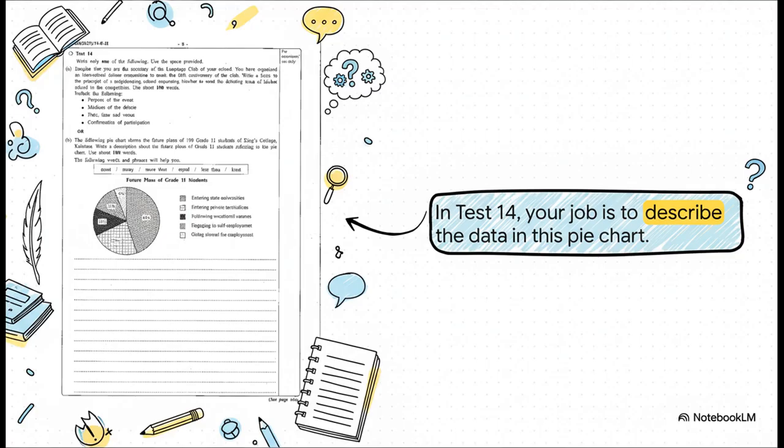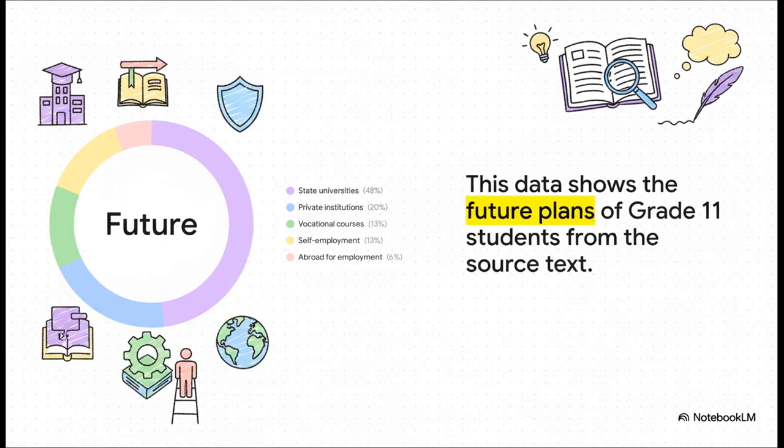You get a pie chart showing the future plans of grade 11 students. And your job is to translate that picture, all those percentages and slices, into a clear, well-written paragraph. About 100 words. That's it. And just look at that data. It instantly tells a story, doesn't it?